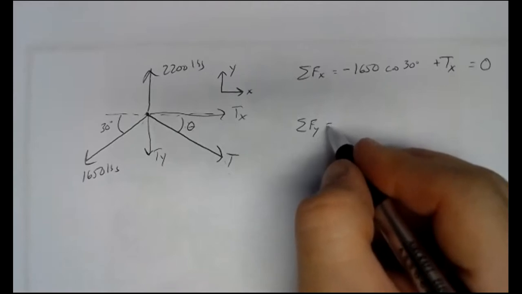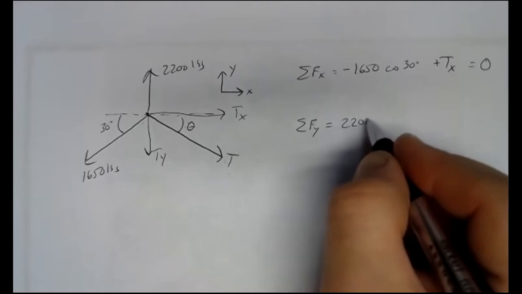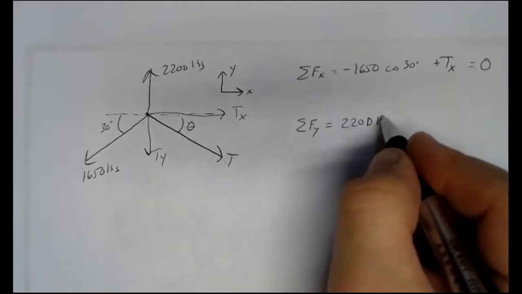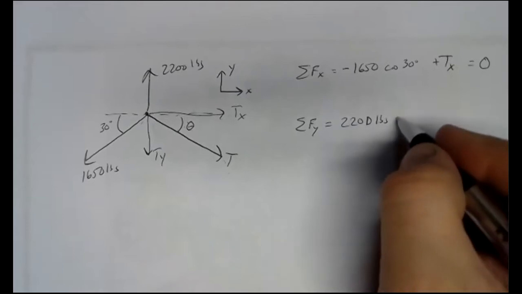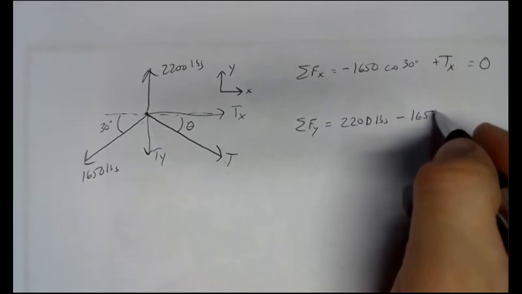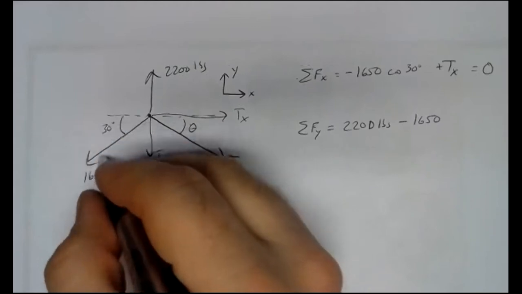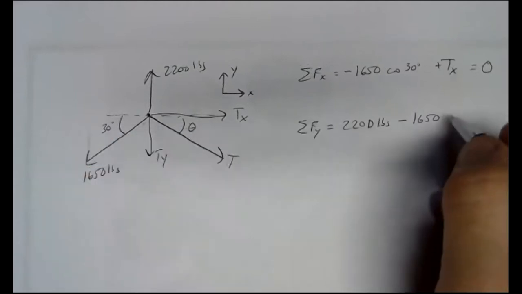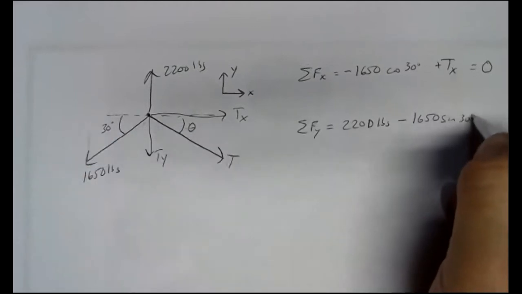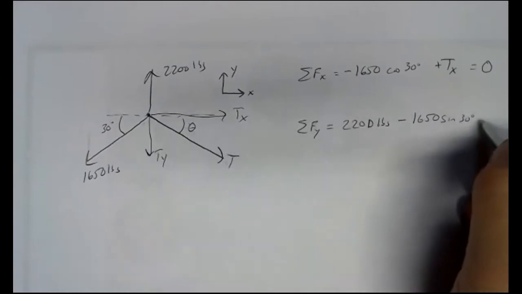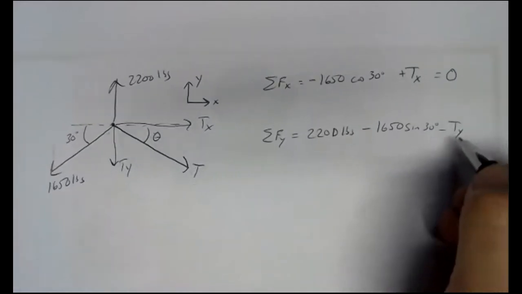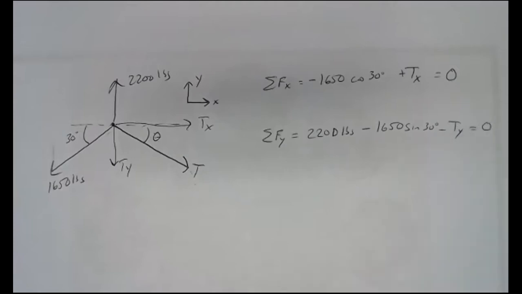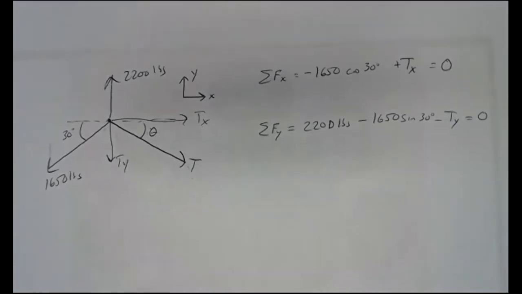In the y direction, we've got a positive 2,200 pounds. We've got a negative 1650 sine, the opposite side, sine of 30. And then we've got minus Ty. And that'll equal 0. Now, the good news is both of those equations can be solved pretty easily.